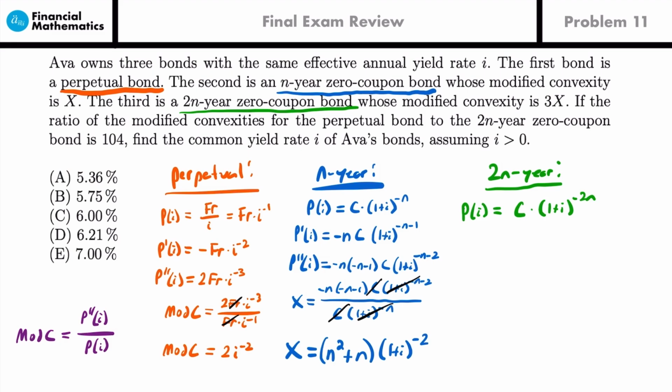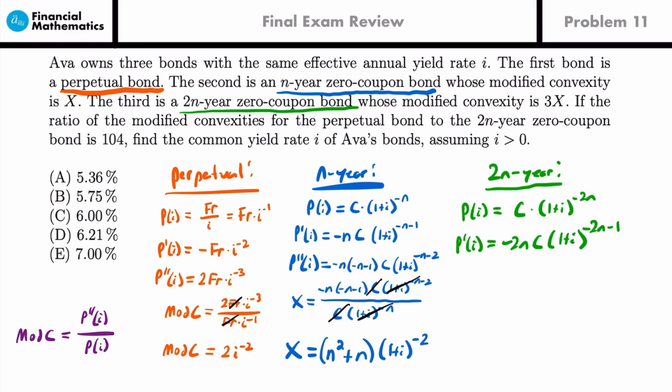All right, now let's take the derivative. P prime of I is equal to negative 2n times C times (1 plus I) to the power of negative 2n minus 1. We just used the power rule for derivatives again. Remember that we can ignore the chain rule since the derivative of that inside function is just 1. So negative 2n was multiplied down, and we subtracted 1 from that exponent.